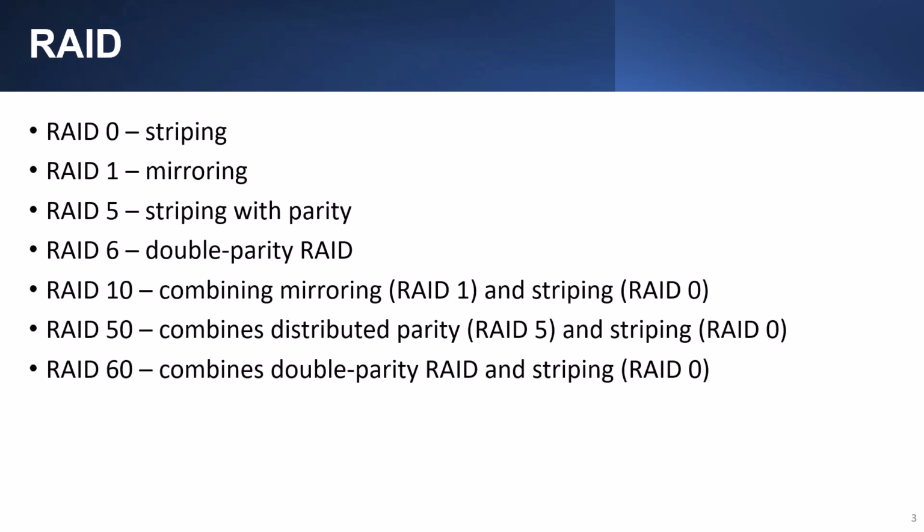The most common forms are shown on the screen. RAID 0 striping, RAID 1 mirroring, RAID 5 striping with parity, RAID 6 double parity RAID, RAID 10 combines mirroring and striping, RAID 50 combines striping with parity and striping, and RAID 60 is double parity RAID and striping. These are not the only forms of RAID, but by far are the most commonly used. Some large enterprise environments may use RAID 01 and RAID 50.